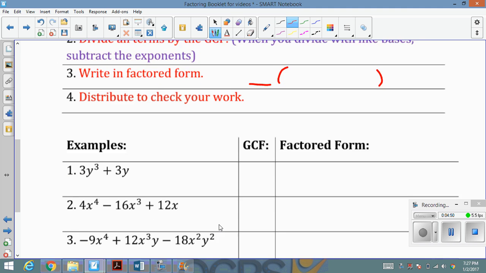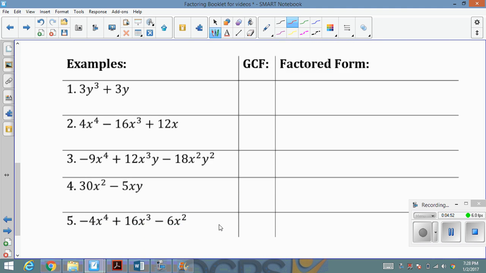All right, we're going to do a couple of examples together, and then you'll do a couple of examples on your own. We're going to start with example 1.